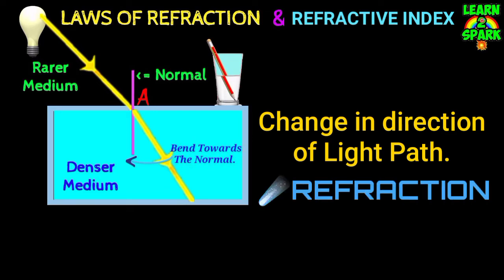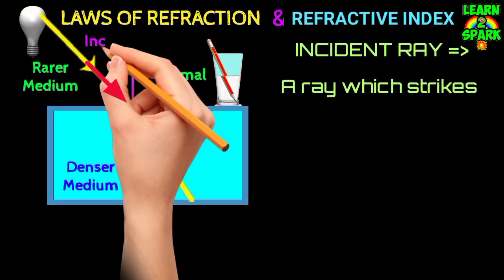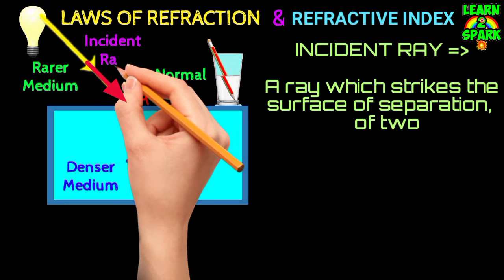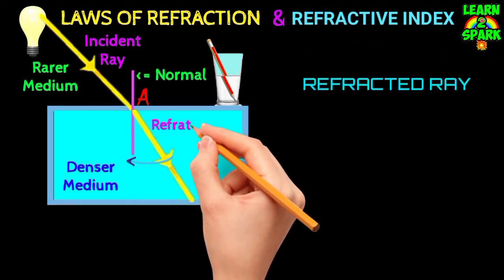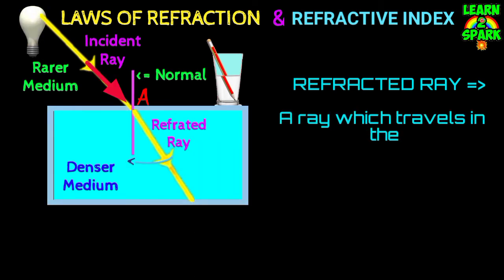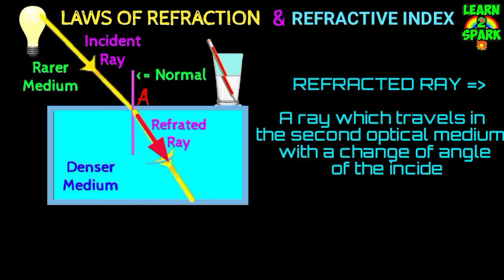Let's discuss the terms related to it. Incident ray: a ray which strikes the surface of separation of two optical media. Refracted ray: a ray which travels in the second optical medium with a change of angle from the incident ray.